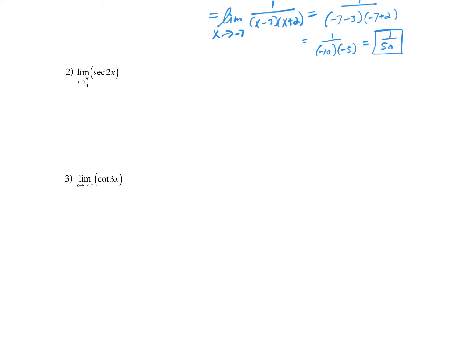Okay, and the next two from the worksheet, we have trig. So one thing we want to do is plug in what our limit is approaching, our x value. So we're finding the limit as x approaches pi over 4 for the secant of 2x. So let's see what happens. We have the secant of 2 times pi over 4, which would turn into the secant of pi over 2. Okay. Now you have to take into consideration the graph of a secant function.